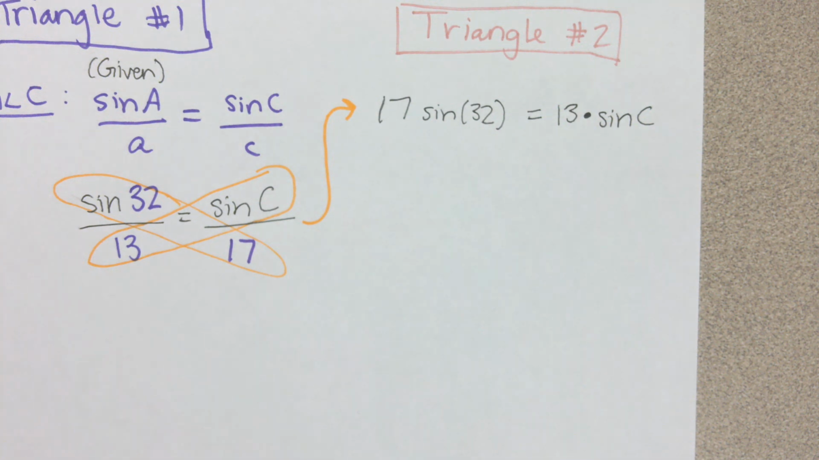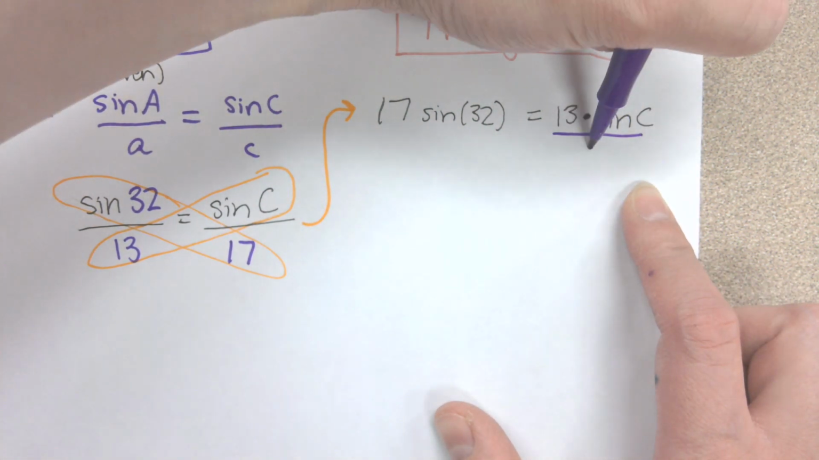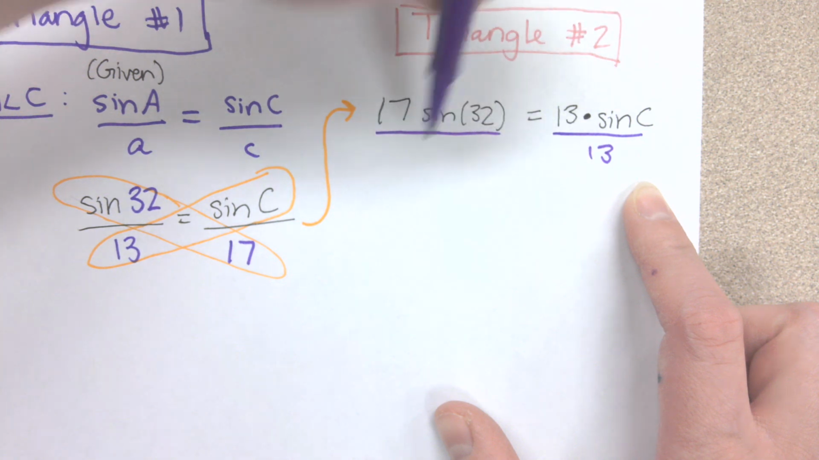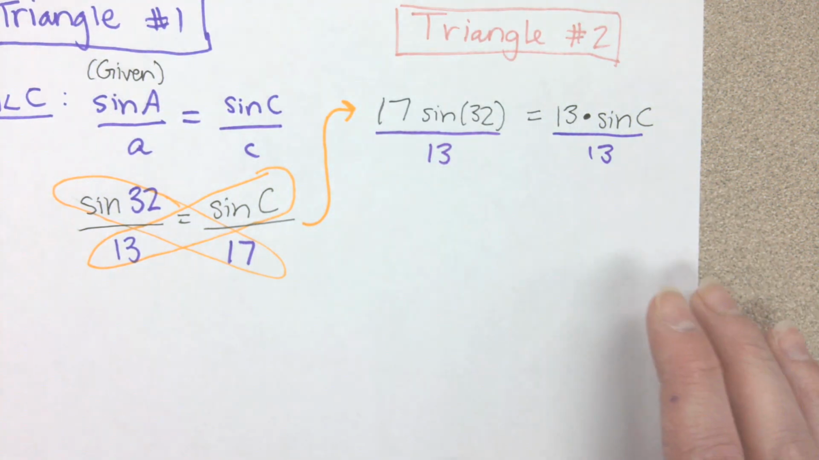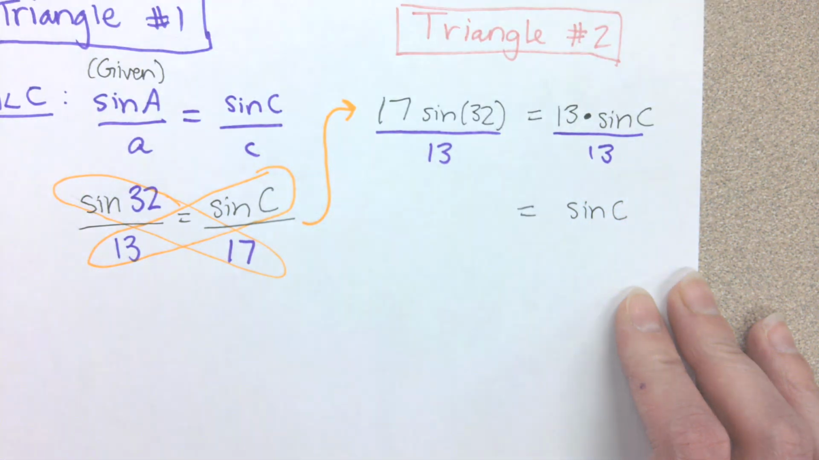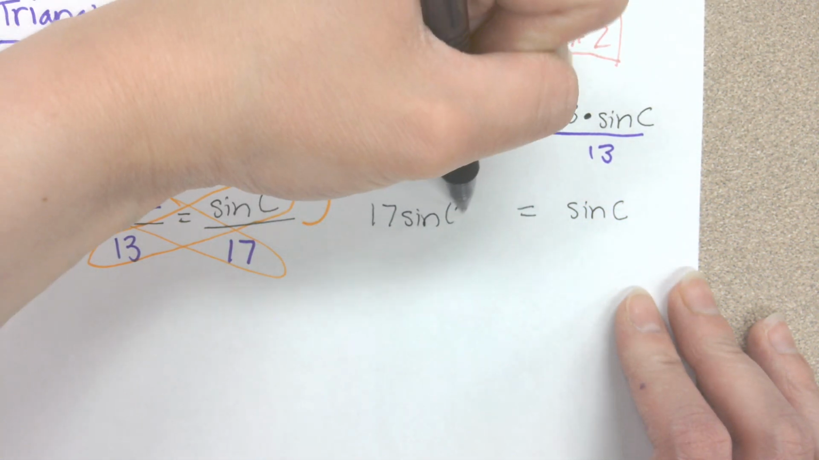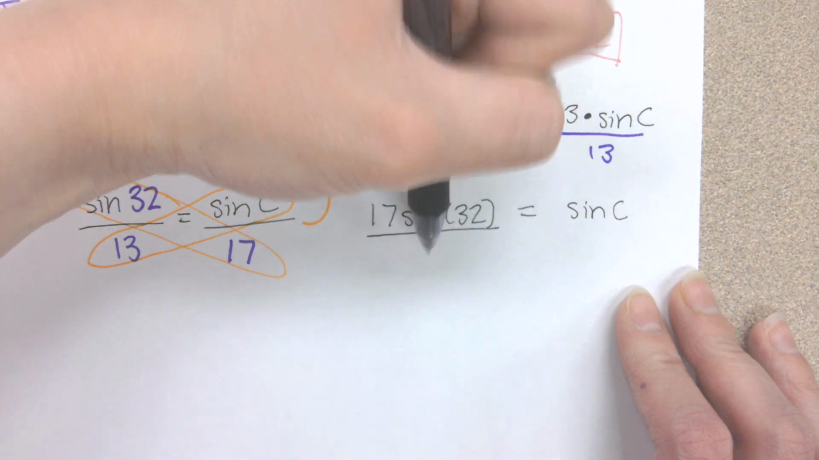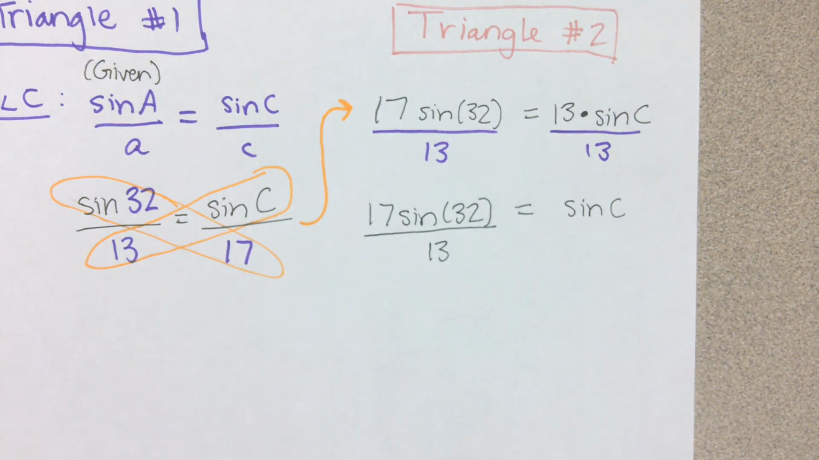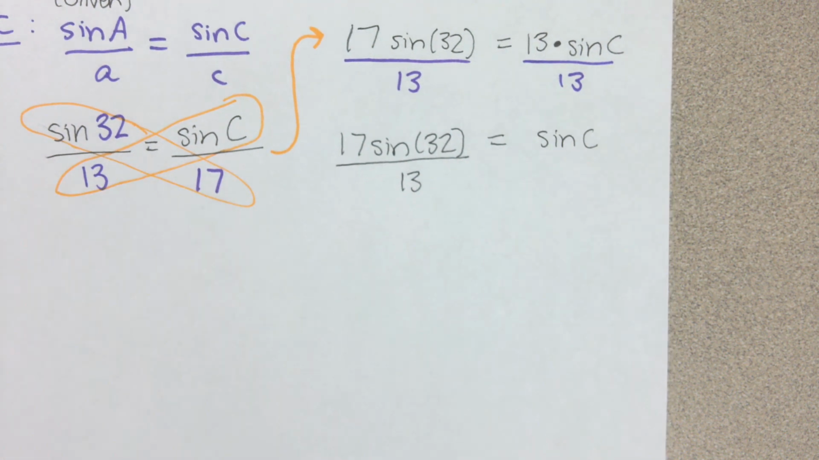Couple steps here. First, we need to remove the 13 from the sine of C. So I'll divide off the 13 on both sides. Sine of C equals 17 sine of 32 over 13. Reminder, don't use the calculator yet. We'll do that when we have the whole thing solved for.